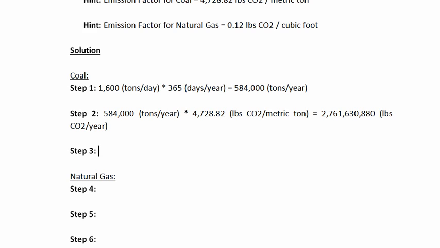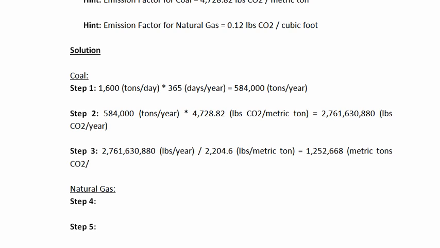And finally, we'll convert that to metric tons, which is very simple, as we now know. 2,761,630,880 pounds per year divided by 2,204.6 pounds per metric ton equals 1,252,668 metric tons, I'm sorry, I can't spell, of carbon dioxide per year.